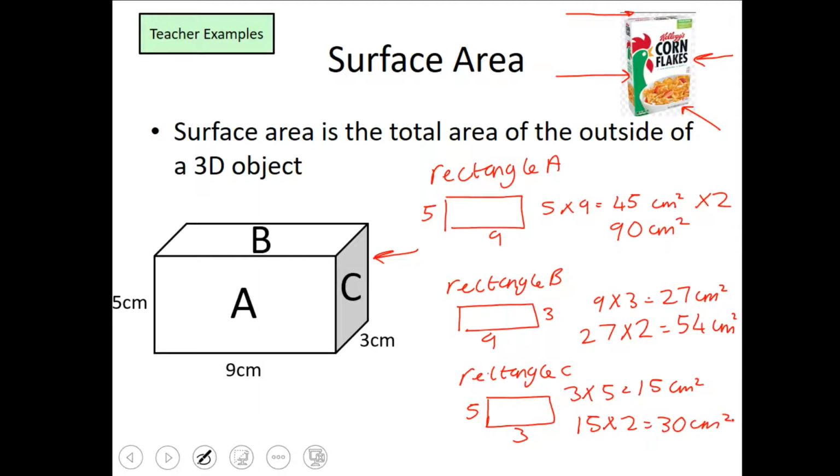Okay, we're not finished just yet. The question is asking the total area of the outside of the shape. So the final bit, what we have to do is add up all the totals. So we have to add 90 with 54 and 30, and the final answer for the surface area of this shape you get is 174 centimeters squared. Guys, it's really important that you remember the units, because we're working out area, it has to be centimeters squared.